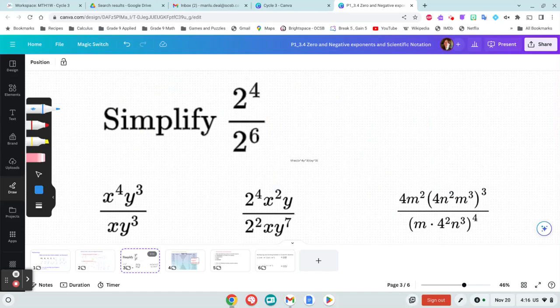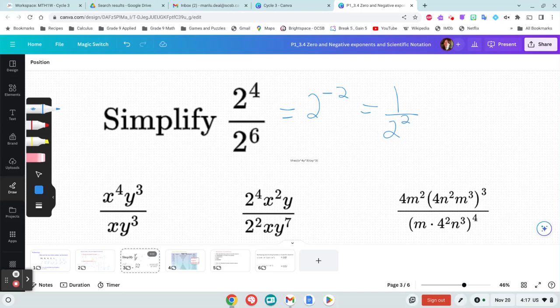So the first example, I would have 2 to the 4 over 2 to the 6. So if I use my exponent rules, I'm going to subtract. So I get 2 to the negative 2. But I might say, make sure your exponents are positive. So then I'd be expecting you to do one step further and make it 2 squared in the denominator.